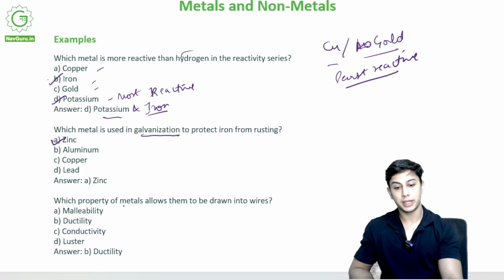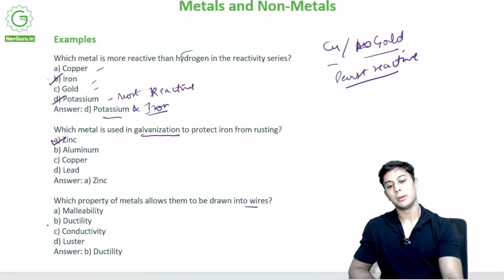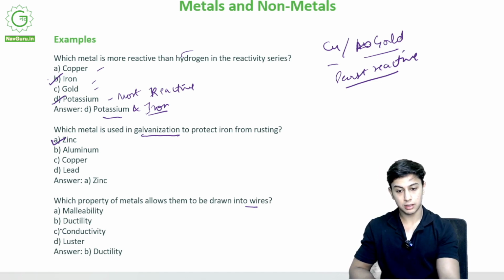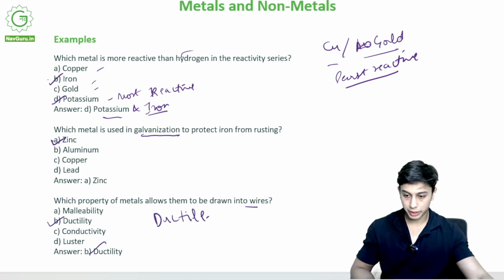Which property of metals allows them to be drawn into wires? What is the property that allows metals like copper, aluminium to be drawn into fine wires? Even gold for that matter. Have you seen chains? It is kind of a wire only. Malleability, ductility, conductivity, luster? Ductility. Metals are ductile.